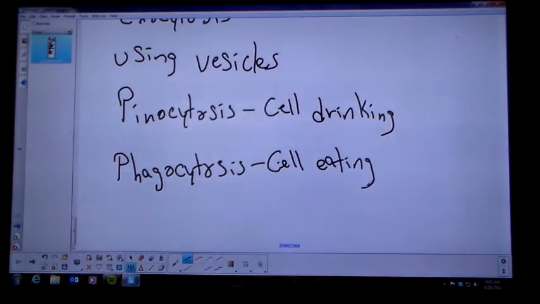Okay? And it's just taking in stuff, molecules, nutrients, whatever it may be, it takes it in to help it. Okay? That's 7.3. That's the active and passive transport, moving stuff across the cell membrane.